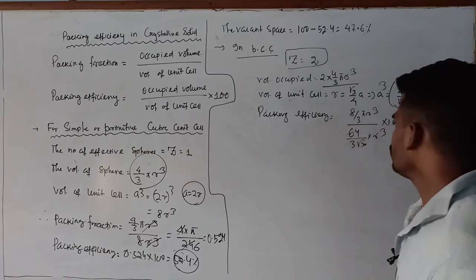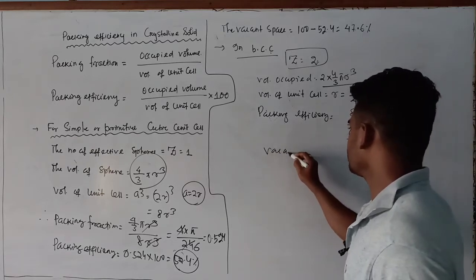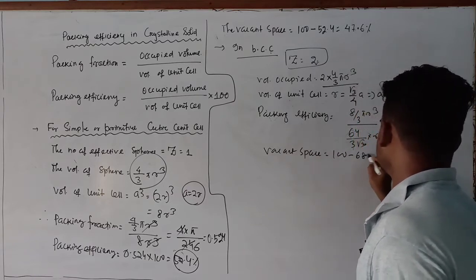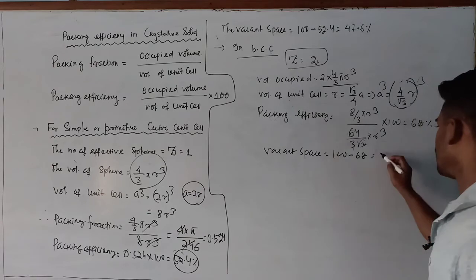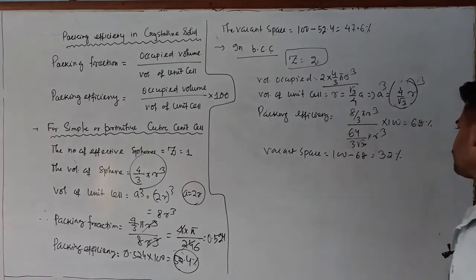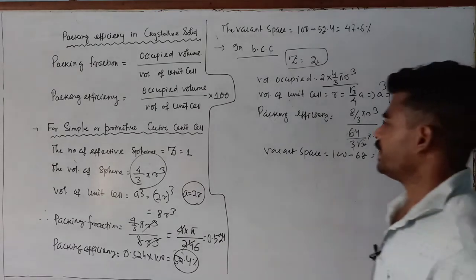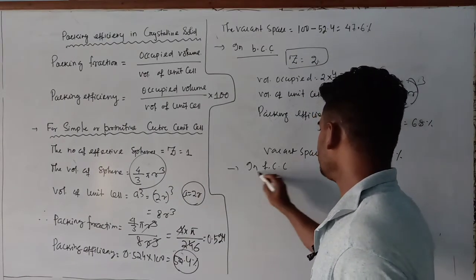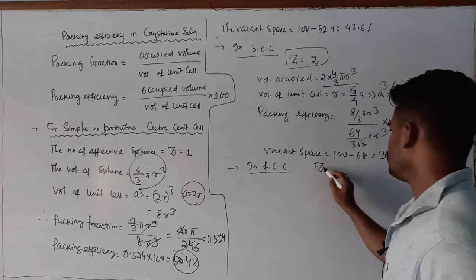Is that clear? So vacant space, that will be 100 minus 68, that will be equal to 32%. Is that clear? Next, in FCC, Z is equal to how much?